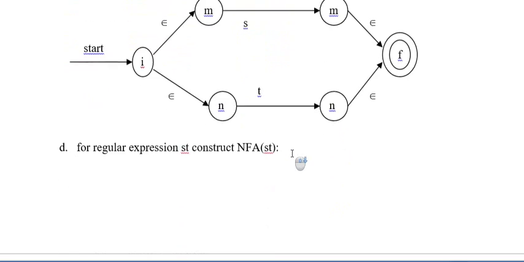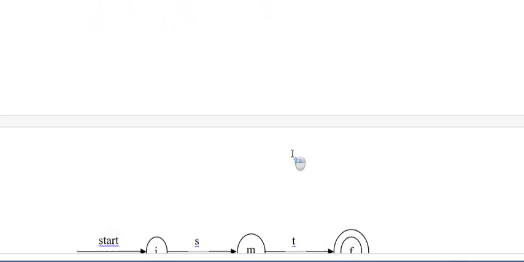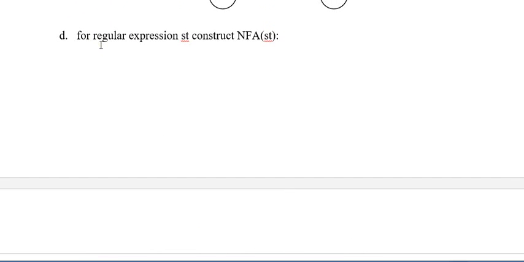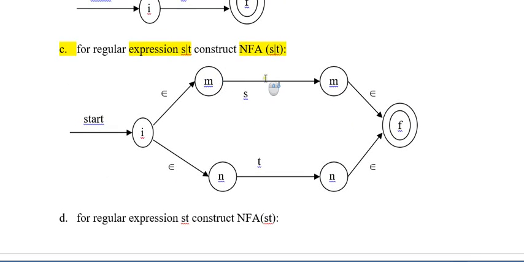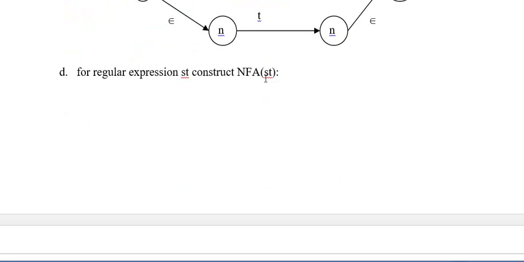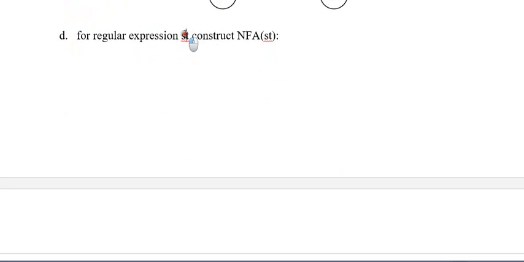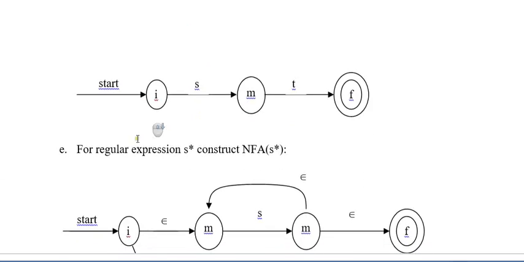Now moving on to the next. For the regular expression ST, the previous one was S or T, and now this one is ST. That means we have S here and also T here. So this diagram will look like this. From the start we first go to the I state, and moving on, for the S input we move to the next state M, and for the T we move to the final state F. So this is the ST NFA.